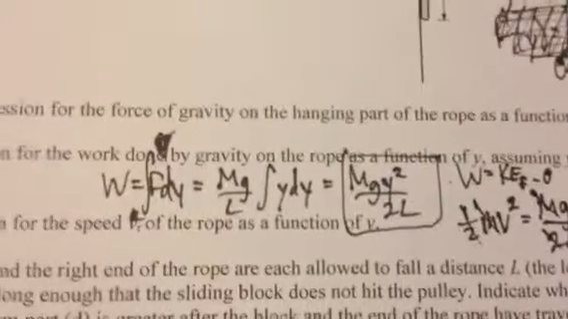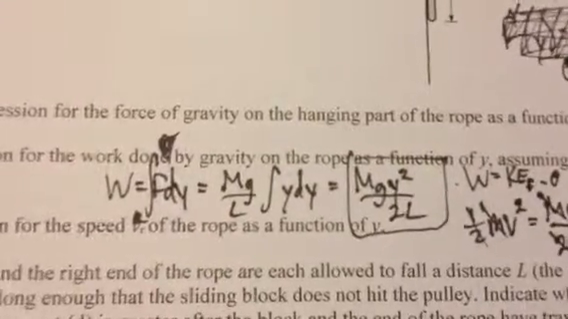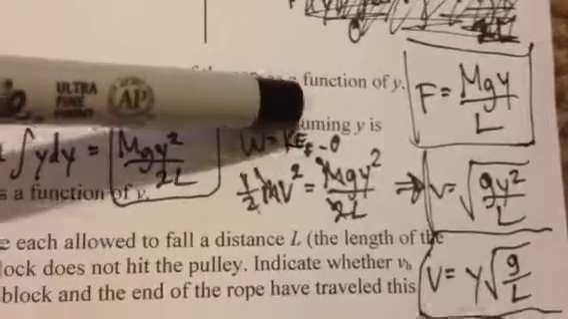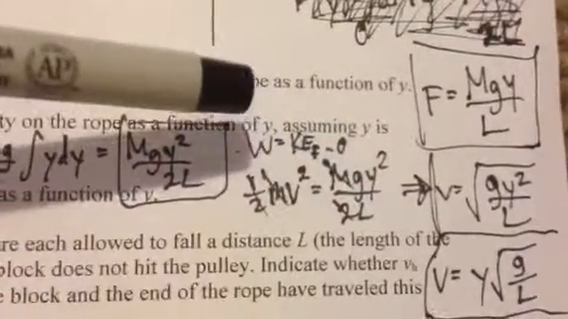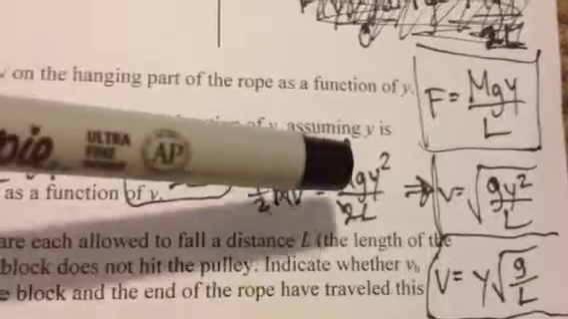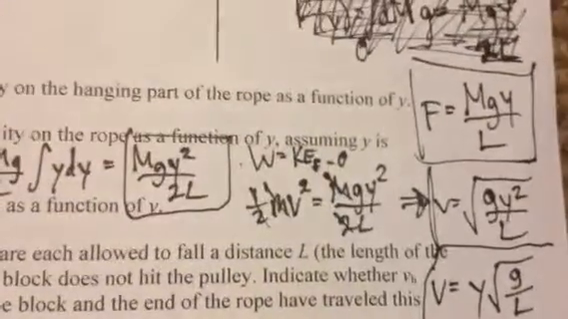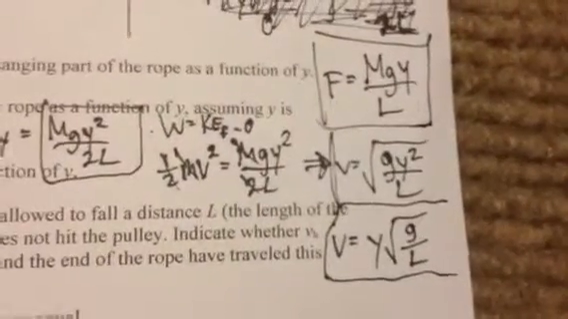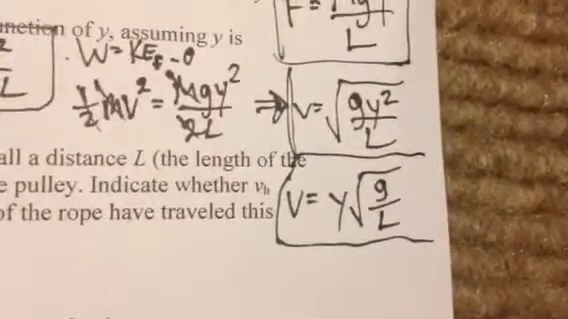As you might expect, the next question they ask you after they ask for the work is to find the velocity. And so they're driving basically at the work-energy function. So work is equal to the change in kinetic energy, but it's the final minus zero. So it's just equal to the final kinetic energy. So 1/2 mv squared equals what you just found, mgy squared over 2l. When you end up solving for v, you get gy squared over l, but you can pull the y out. So you get v equals y times the square root of g over l.